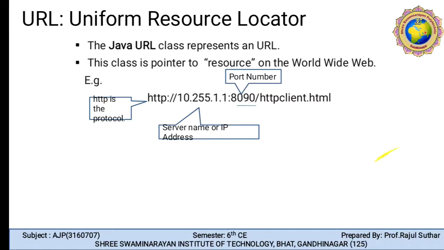Then the last thing is HTTP client.html. What is the last portion? The fourth component is the file name. It is generally a .html, .htm, .asp or .aspx extension. Most web servers directly identify the file name specified in the URL and load the particular page. So the last component is the file name or directory name.